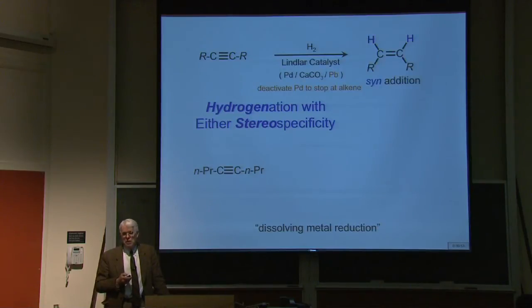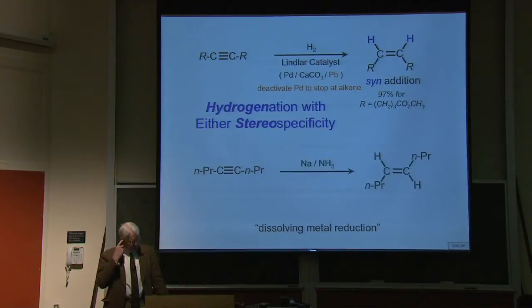And notice the two hydrogens came in from the same side. So it's a syn addition. For example, you get a 97% of that syn addition if the R is this CH2 taken 3 times ester group. Okay? Now, on the other hand, if you use sodium and ammonia, a thing called a dissolving metal reduction, you get the opposite stereospecificity. It's an anti-addition, right?